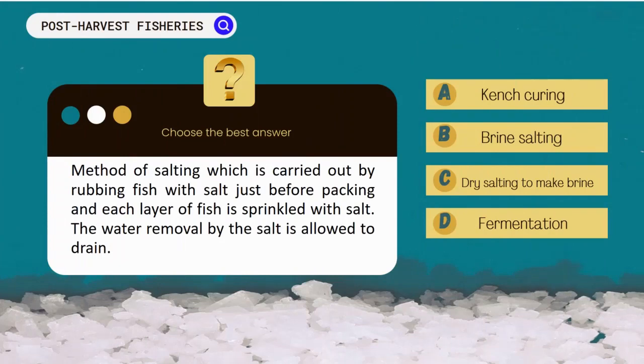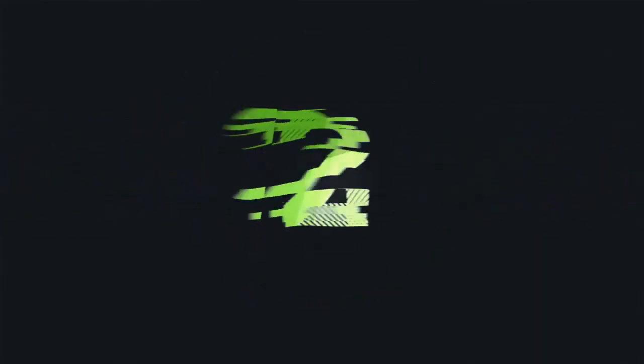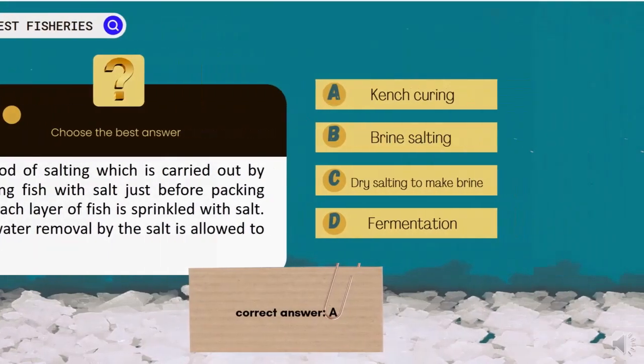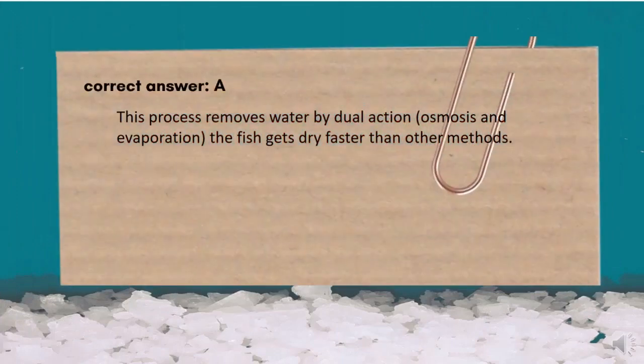This method of salting is carried out by rubbing fish with salt just before packing, and each layer of fish is sprinkled with salt. The water removal by the salt is allowed to drain. A. Kench curing. B. Brine salting. C. Dry salting to make the brine. D. Fermentation. The correct answer is A. This process removes water by dual action, osmosis and evaporation. The fish gets dry faster than other methods.